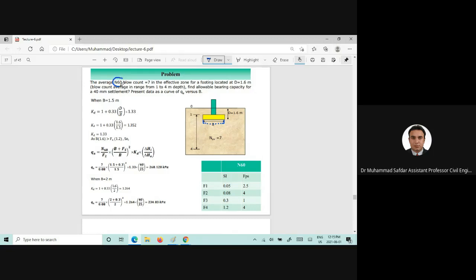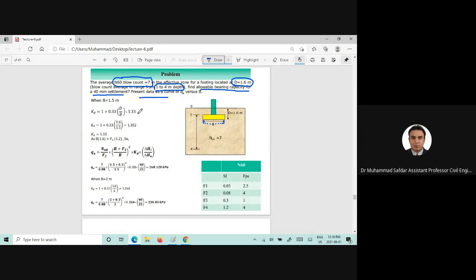Now, assuming that it is N60, or the N average value is 7, and the depth of the foundation is given as 1.6 meter, which is from 1 to 4 meter depth, we need to find out the allowable bearing capacity for a 40 millimeter settlement, and we need to present that data as a curve for Q allowable versus B.